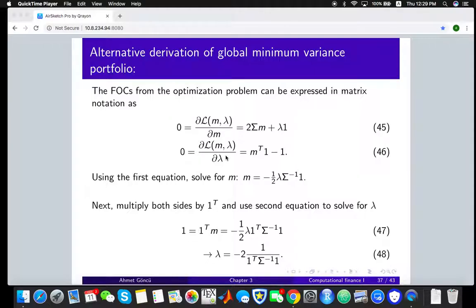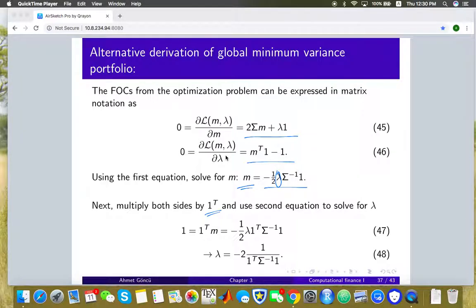In this way, we still have our first order conditions as before. There is no difference here. But this time, for the first equation, we can write down the solution for the optimal portfolio that we are looking for. This solution is given in terms of the Lagrangian coefficient lambda. Next, we can multiply both sides by the 1 transpose, so this is a row vector. And we can use the second equation to solve for lambda, because we need to substitute our lambda value in this solution for the optimal weights.